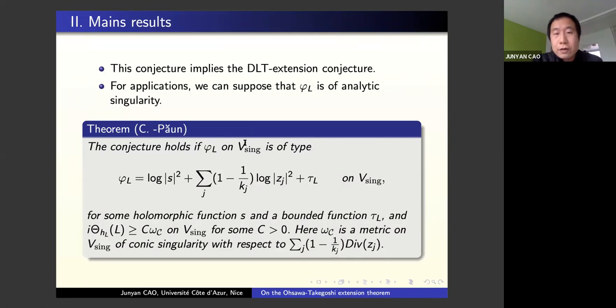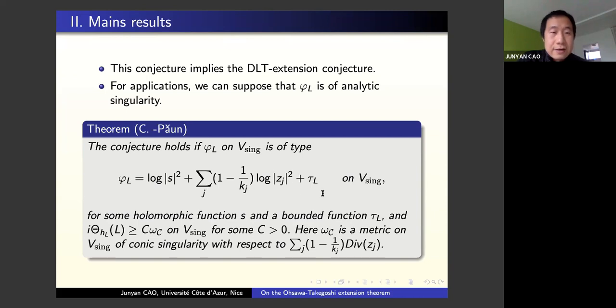That means that if we look at the weight function of HL near the singular locus of Y, it's of the type log |s|^2 plus the weight function with respect to a conic divisor, plus tau r. Here s is any holomorphic function, and z1, z2, until zn are the coordinates of the singular locus, and tau r is some bounded function such that its curvature is strictly positive with respect to the conic metric associated to this conic divisor. In this case, under this assumption, we can prove our conjecture.